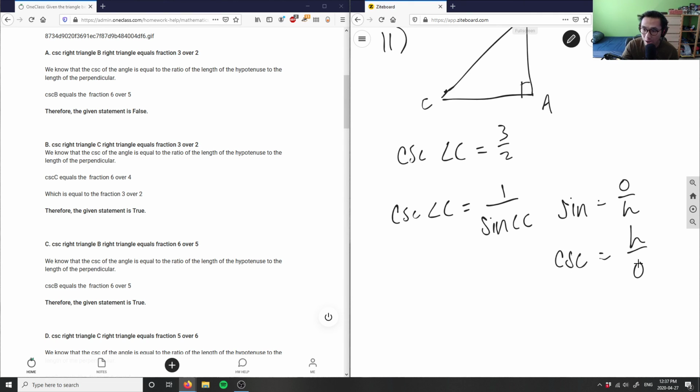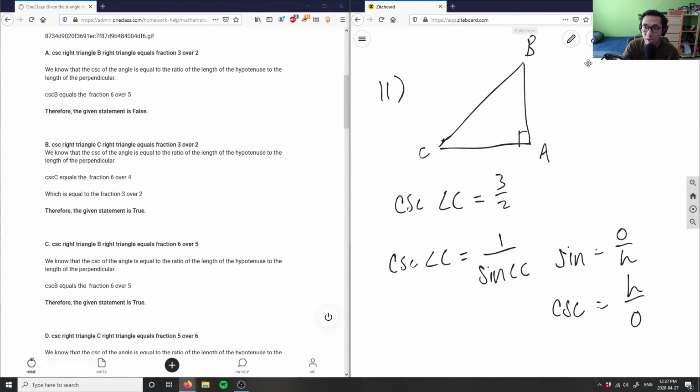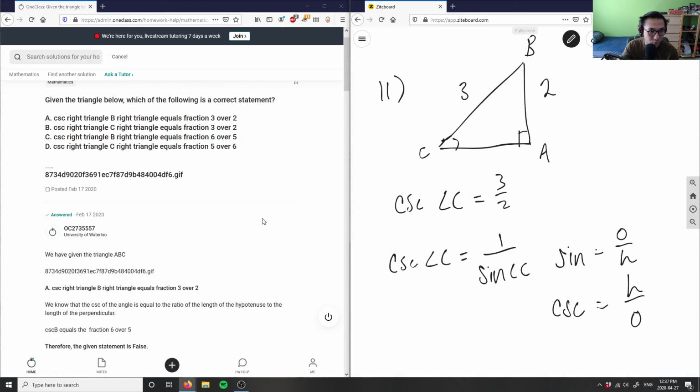So if it's the hypotenuse over the opposite, and we know this statement is true, so this is 3 over 2, right? So 3 would be our hypotenuse in this case, and the opposite would be 2, again because this is angle C here. So this would give us some sort of triangle, and then we can use the Pythagorean theorem to figure out what the side length here is as well.